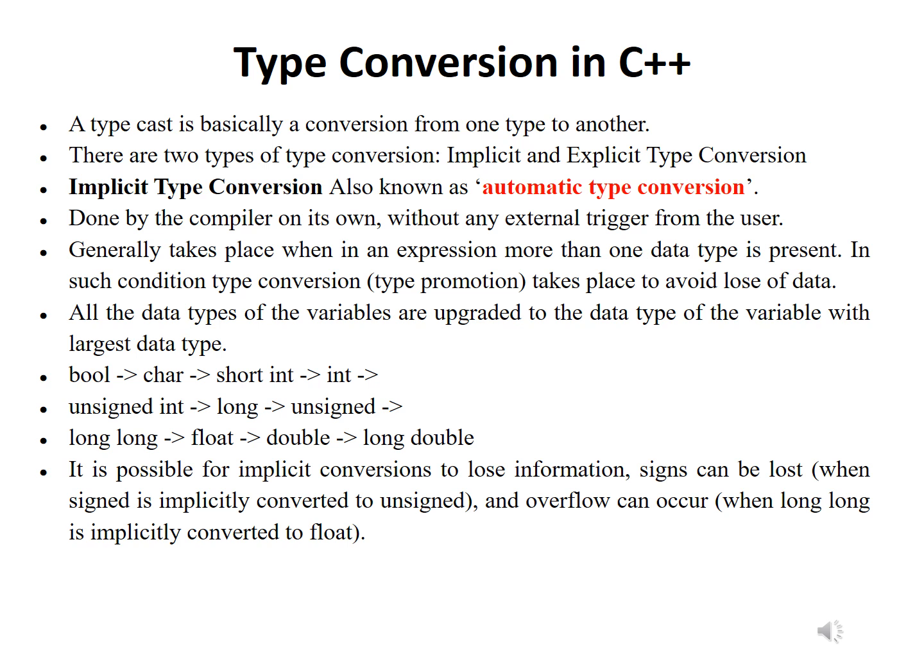So from the long it goes to float, from float to double, from double to long double. It is possible for implicit conversion to lose information. Sign can be lost when signed is implicitly converted to unsigned. And overflow can occur when long is implicitly converted to float.